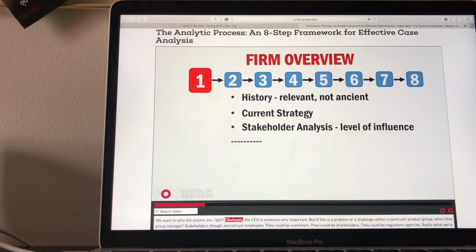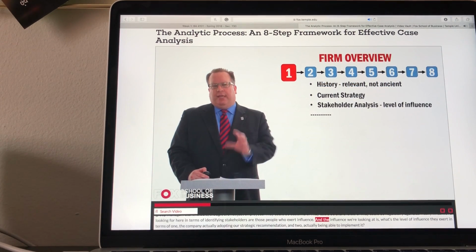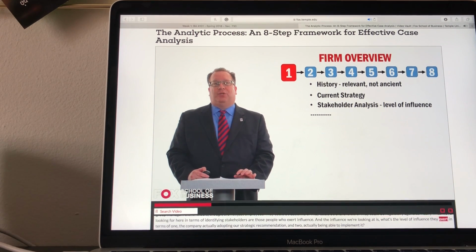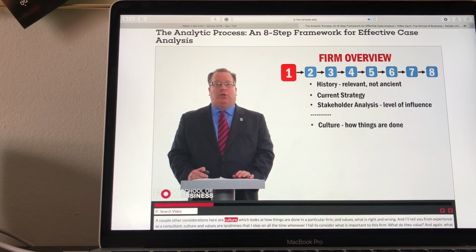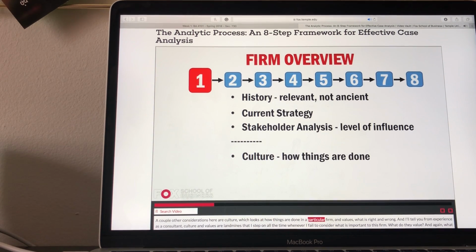We want to know who the players are, right? Obviously, the CEO is someone very important. But if this is a problem or a challenge within a particular product group, who's that group manager? Stakeholders, though, are not just employees. They could be customers, they could be shareholders, they could be regulatory agencies. Really what we're looking for in terms of identifying stakeholders are those people who exert influence. The influence we're looking at is the level of influence they exert in terms of, one, the company actually adopting our strategic recommendation, and two, actually being able to implement it. A couple other considerations here are culture, which looks at how things are done in a particular firm, and values, what is right and wrong.